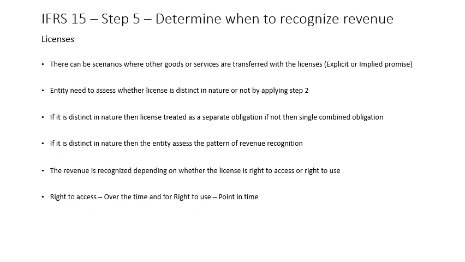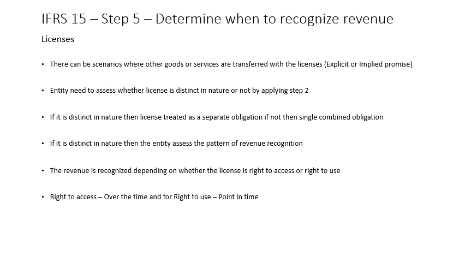Let's look at the next concept, which is accounting for licenses. A license establishes a customer's right to the intellectual property of an entity. Some examples of licenses are software and technology, franchises, patents, trademarks, and copyrights. There can be a scenario where the entity is transferring other goods or services along with the licenses. These promises can be specified in the contract explicitly, or it can be a valid customer expectation, that is, an implied promise. The entity needs to assess the total number of performance obligations in the contract.